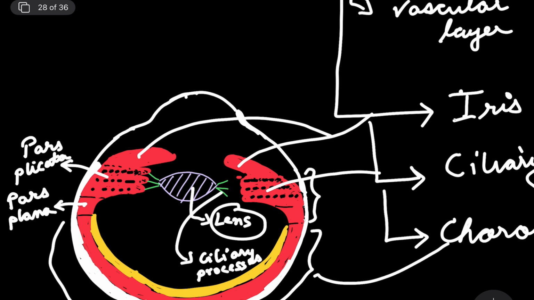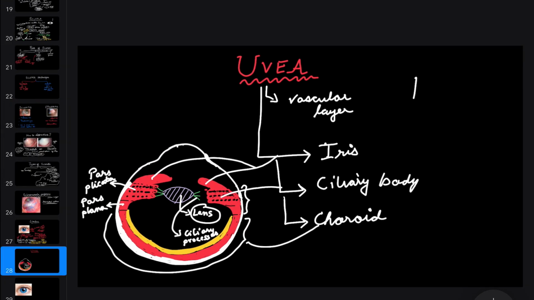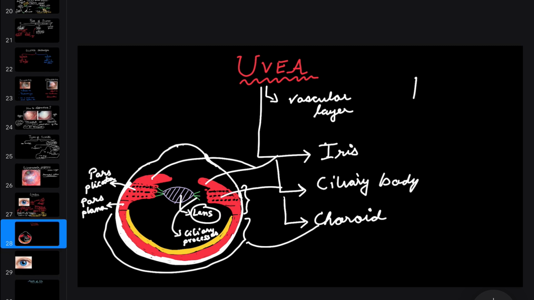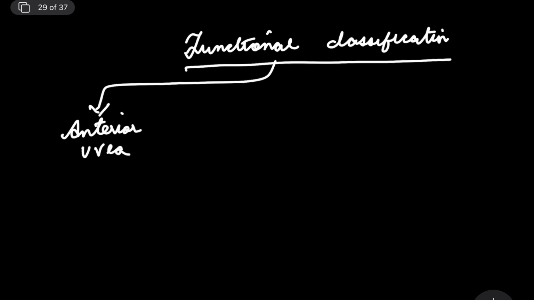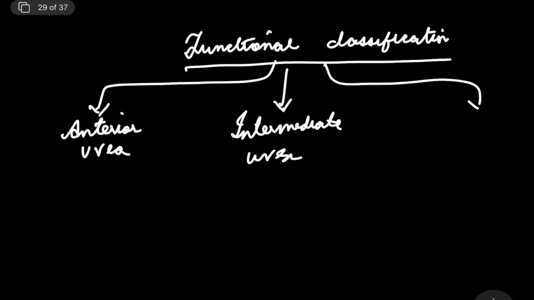Now that we know of the basic structure of the middle layer of the eye, let's go into another classification. Let's make another slide over here. There is another classification of the middle layer, which is the functional classification. What we just studied is the anatomical classification of the middle layer of the eye. The functional classification divides the middle layer of the eye into three parts. What are they? Anterior uvea, uvea being synonymous with middle layer of the eye, intermediate uvea, and as you can already guess, posterior uvea.